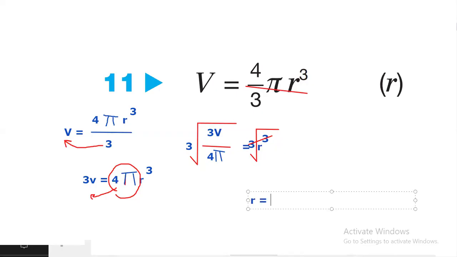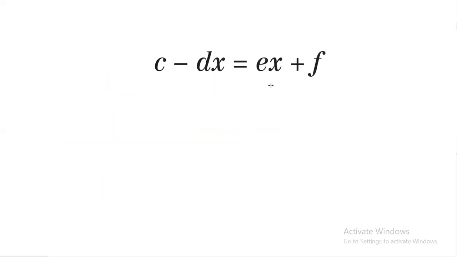R equals, I'll write it here, 3v over 4 pi, cube rooted, okay? I'll write the cube rooted. I'll make the fraction like this, cube rooted. Focus on the steps. This is the fraction line, and this is the pi over here. And this is how you answer a question like this. So focus on the steps, focus on the way of turning this fraction into this fraction, and follow the steps of rearranging the subjects. That's it for this question. Let's move on to the next one.